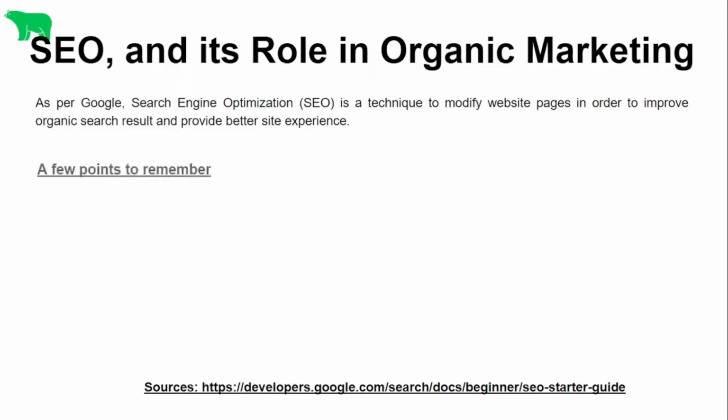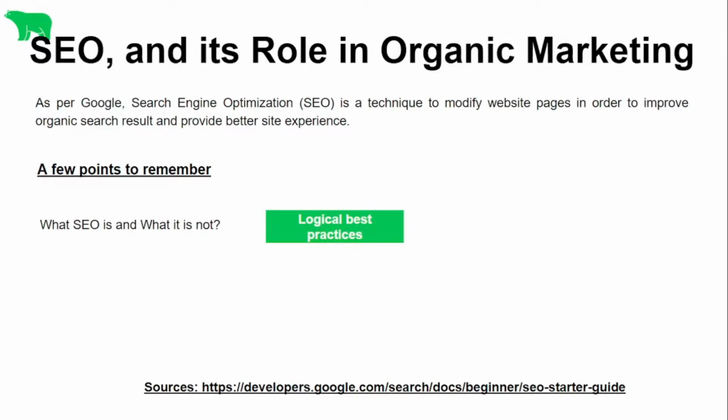Let us look into a few points regarding SEO. These are like myths, so we'll try to bust them. What is SEO and what is it not? Now, SEO is logical best practices. They are a set of guiding principles to ensure that your web page content is working at the optimum level. And what SEO is not: it is certainly not magic, and it is not any hidden tips and tricks that anyone cannot perform.